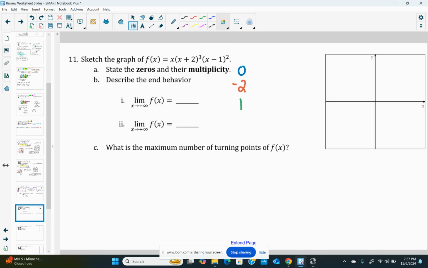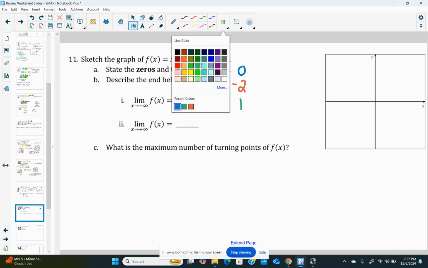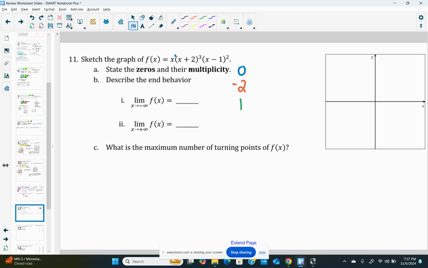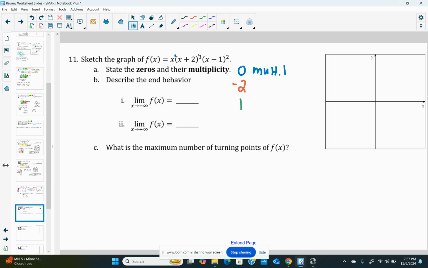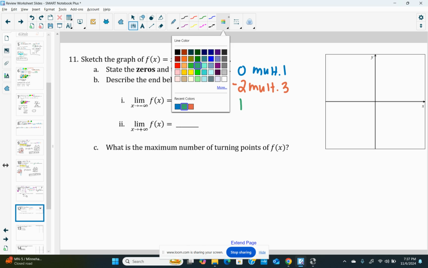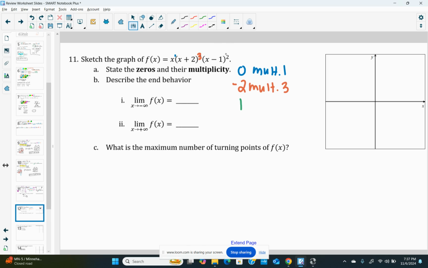Now the multiplicity of 0, it's only there once because we just have this here once. So this is just a multiplicity 1. -2 is there 3 times. So this is a multiplicity 3. And then 1 is there twice. So this is a multiplicity 2. So it's going to bounce at 1 and it's going to cross at these two that are odd.